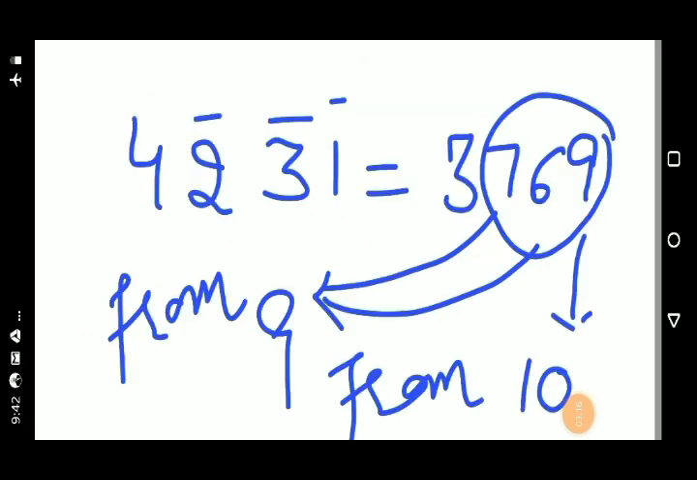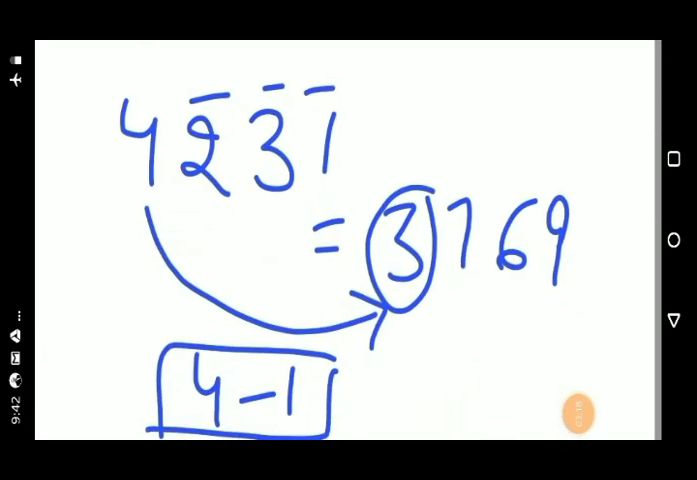Now what is 4? So we will be getting 4 minus 1, 3. So we are having 4, 2, 3, 1 with bars or vinculum at 2, 3, 1. The devinculated number is 3, 7, 6, 9.